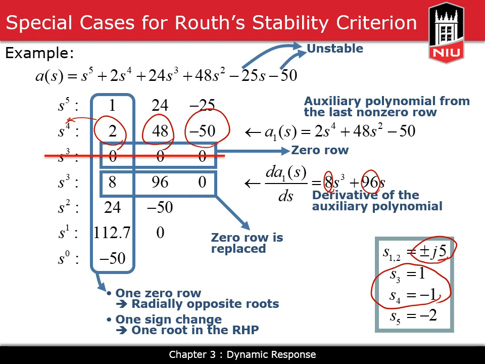That confirms everything that we got from the Routh array. Also, s3 you can see is equal to positive 1, which means it has a positive real part. That is what makes the system unstable. This is the end of chapter 2.